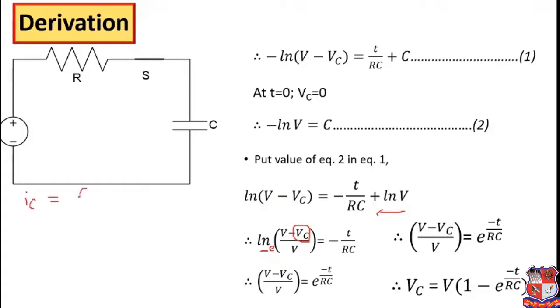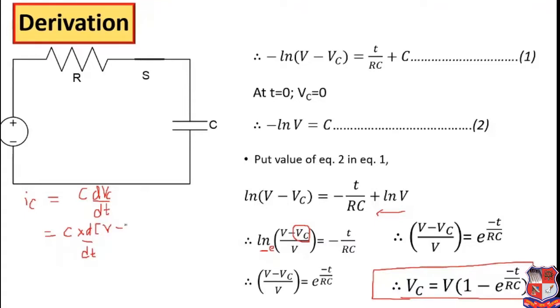We know that Ic is equals to C into dVc by dt. Now here C remains constant. We have to differentiate this equation, that is Vc. So let us try to differentiate this. It will be d by dt of Vc, which is V minus V into e raised to minus t by RC. If you solve this, you will get C multiplied by a minus sign, because dV by dt is 0.